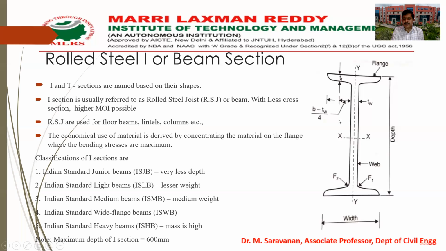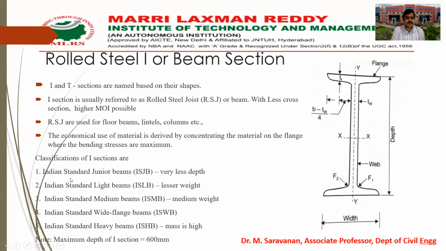With less cross section, a higher moment of inertia will be possible. Why? Because moment of inertia I is equal to B d cube by 12. Here the depth is high compared to the breadth B. So B is 1 time, depth is 3 times, d cube. So the moment of inertia I is directly proportional to d cube. Therefore, when the D value is high, you will get more moment of inertia with less cross section. Therefore, the I section is mostly preferred.